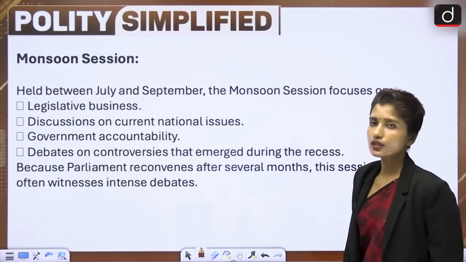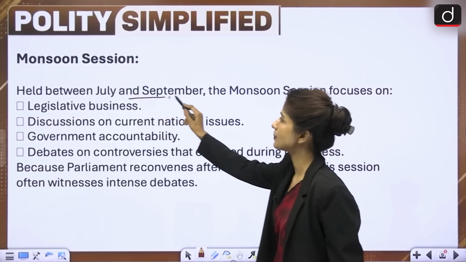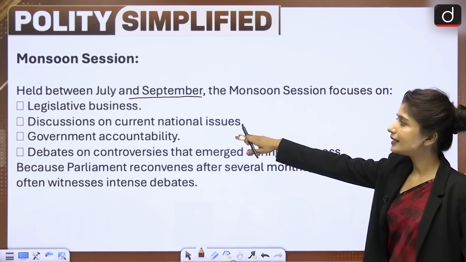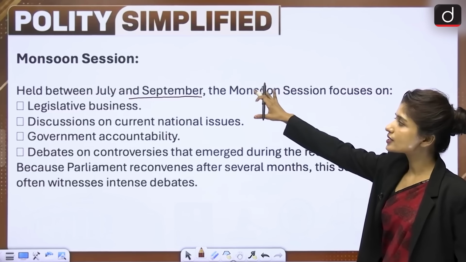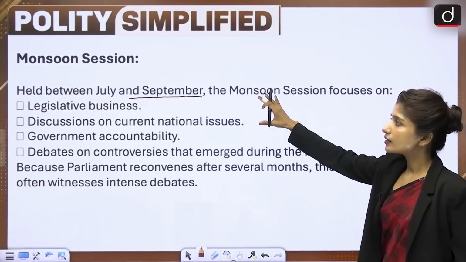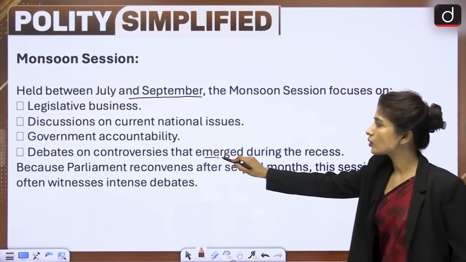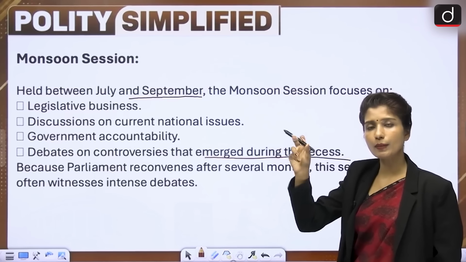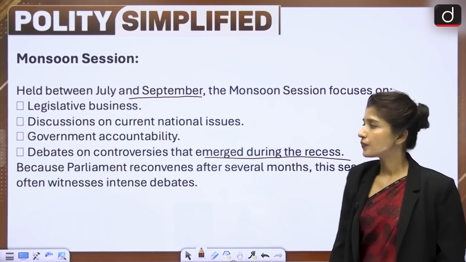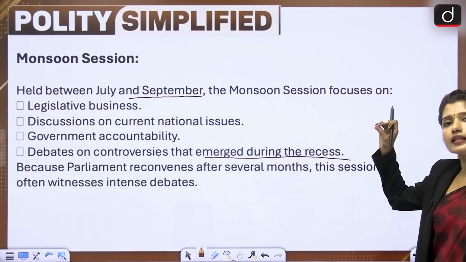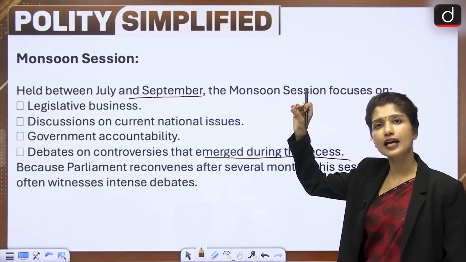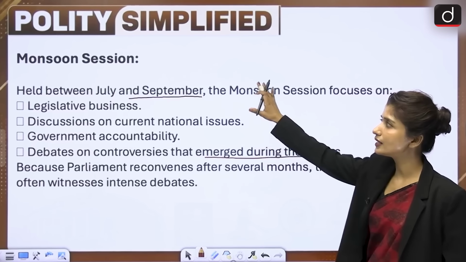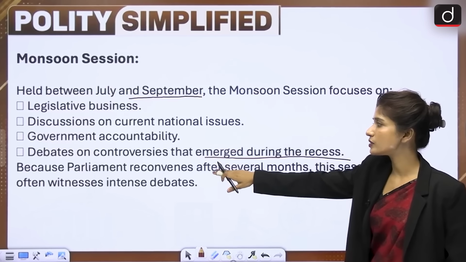Next is the monsoon session, which is held between July and September. During the monsoon session, discussions happen on current national issues. It questions government accountability. It has debates on controversies that emerge during the recess. The gap between two sessions is called recess. So during that time, whatever current affairs of national importance happened are all debated in the monsoon session. That is why this session becomes very important.